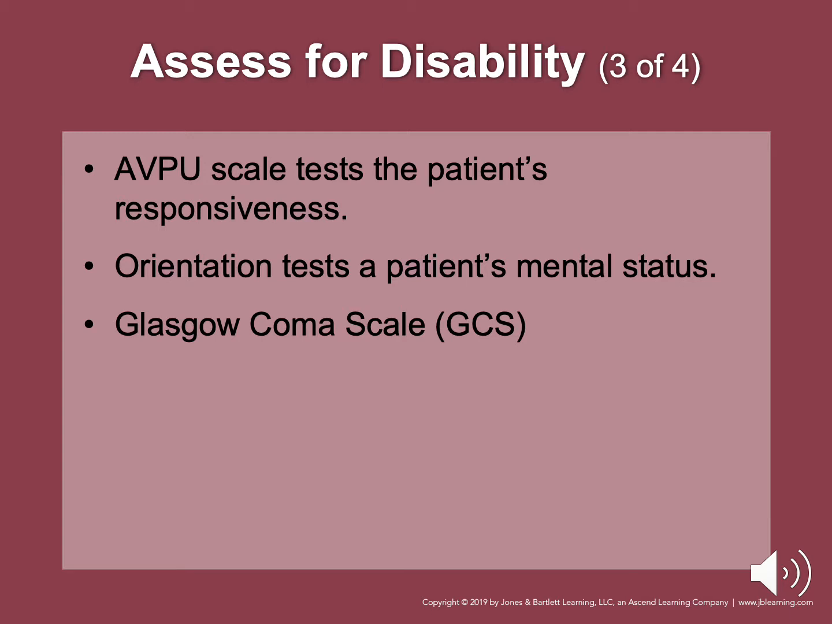GCS assigns a point value for eye opening, verbal response, and motor response. A lot of your trauma centers will ask you about that GCS scale. The highest you can get is 15 and the lowest you can get is 3. To gauge a patient's response to painful stimuli, gently but firmly pinch the patient's earlobe, press on the bone above the eye, or gently pinch the muscles of the neck.